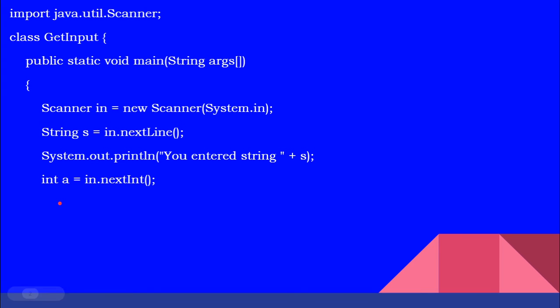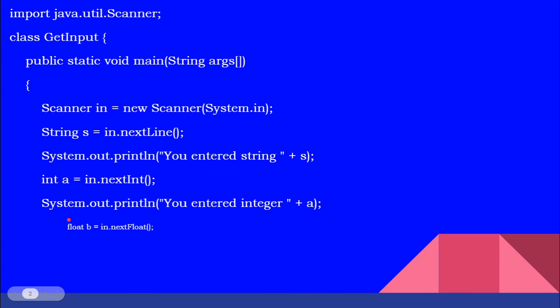So that is printed on the display. How is it printed? System.out.println("You entered integer " + a). The message, plus a. Plus is the concatenation operator, and a is the integer input got from the keyboard.